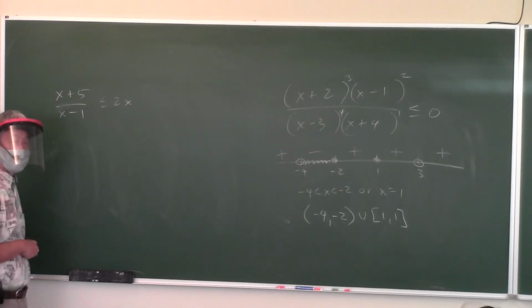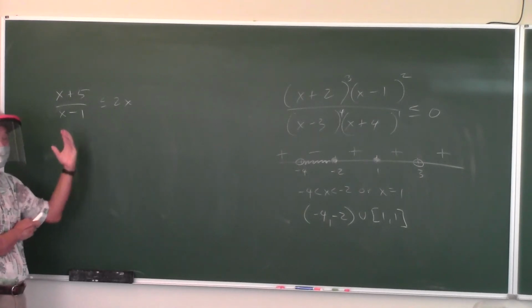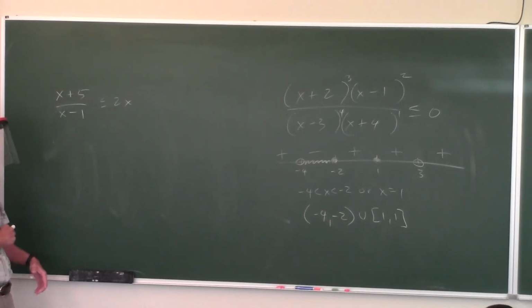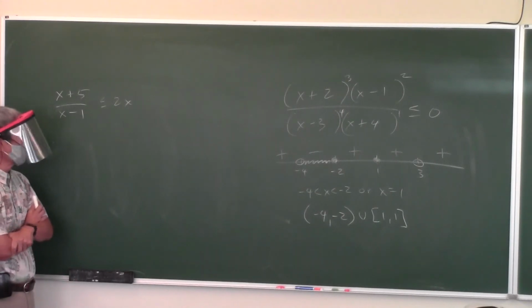Okay, how should I start this problem? Can I multiply both sides by x minus 1 to get rid of the fraction? Yeah, you can, except that would be a fatal error. You would get -6, no questions asked. How come you can't do that, Mr. Park? How come I can't multiply both sides by x minus 1?